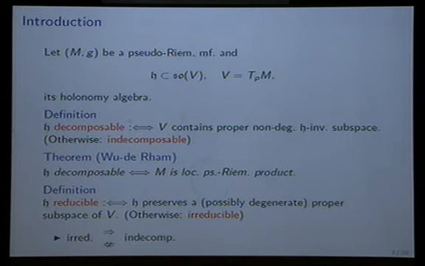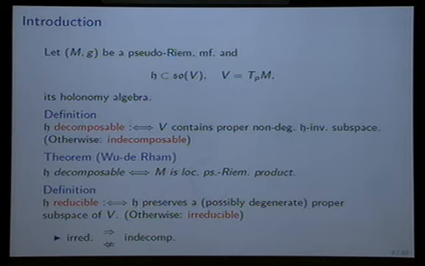Note that irreducible implies indecomposable, but not vice versa. The important notion here for pseudo-Riemannian geometry is not irreducibility, but indecomposability, because the problem is to decompose your pseudo-Riemannian manifold as a product of pseudo-Riemannian manifolds. So for indefinite metrics the important notion is indecomposability and not irreducibility. Of course, for Riemannian manifolds, these two notions coincide because any subspace will be non-degenerate.